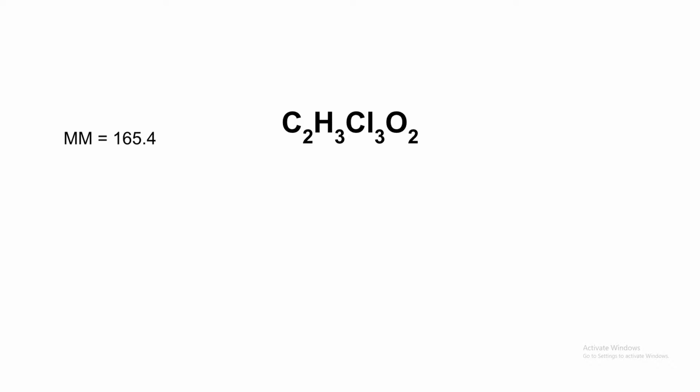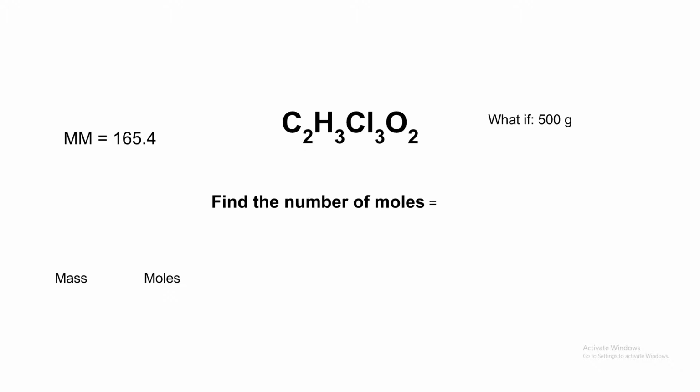So now that we know the molar mass of this, I'm going to give you 500 grams, say, and we're going to try and find the number of moles. If you remember from the mole map, to do this we're going from mass to moles, and when we do that, we will be dividing by the molar mass. So we'll do 500 grams divided by 165.4, which is the molar mass, and that will give us the number of moles, which in this case will be 3.023 moles.